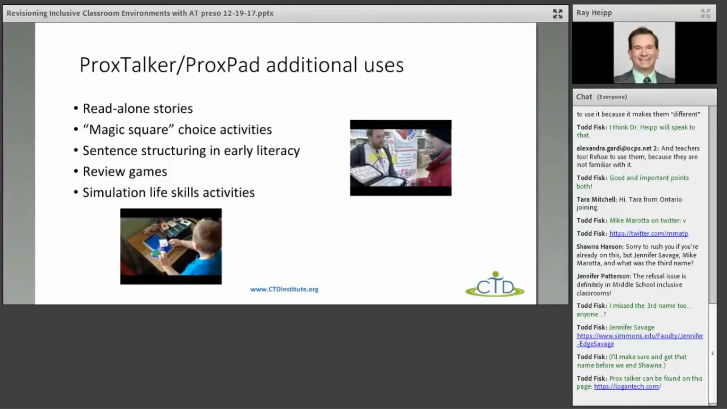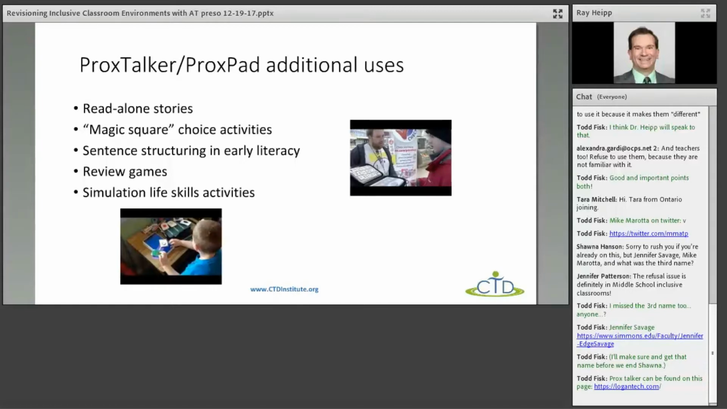So from a literacy standpoint, that's great. You also see on that slide this idea of the magic square. I've seen this with several groups where they'll take something like the ProxPad, and for those of you who don't know, the ProxTalker and ProxPad, you may have seen these within your buildings already. They're devices that use IR tags to actually say words when they're either pressed on the ProxTalker or hovered above a ProxPad. The magic square is basically an area on a table where you've got a ProxPad mounted underneath it.